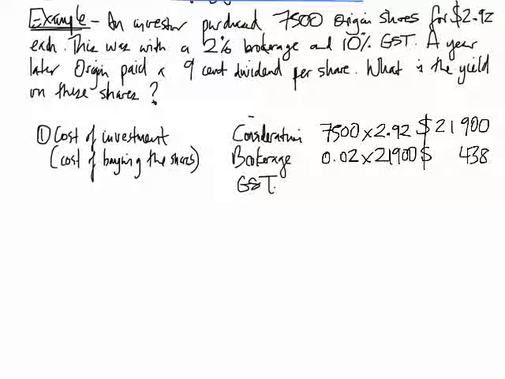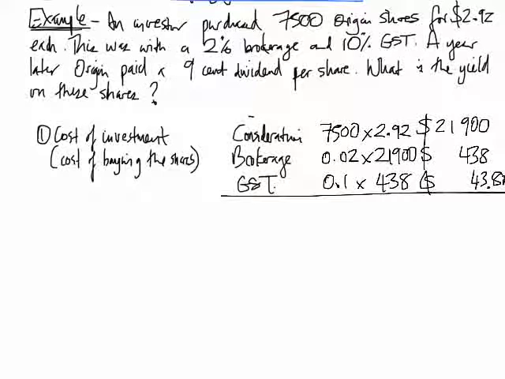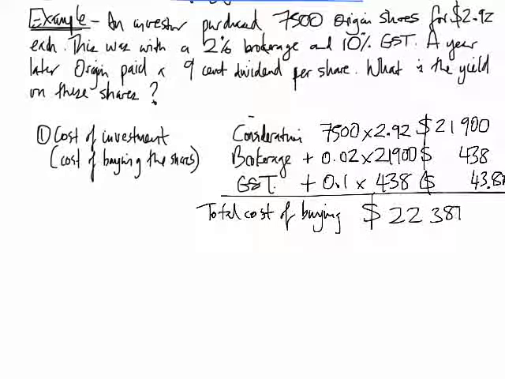And the GST, 10%, which is 0.1 times the service provided, which was the brokerage of 438. So that is going to be $43.80. I didn't leave myself enough space there, that's okay. The total cost of buying is going to be those things added together, which will end up being $22,381.80. So that is the total cost of buying. That is the cost of the investment in the first place.